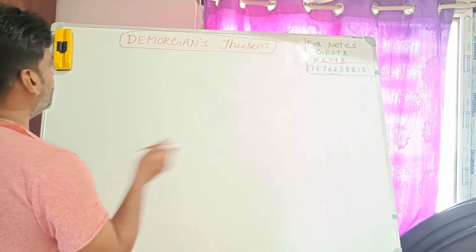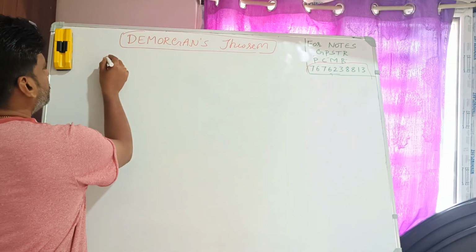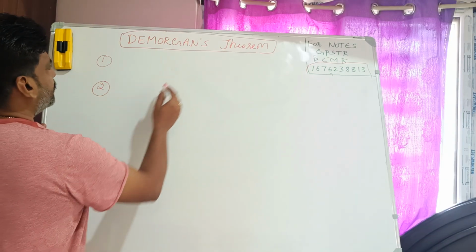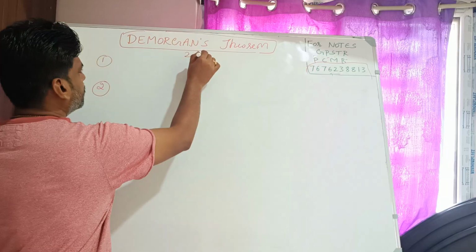We are going to see the De Morgan theorems. In the De Morgan theorems, first we will define the De Morgan theorems. The two De Morgan theorems are there. The first De Morgan theorem, first we will define it for two variables.